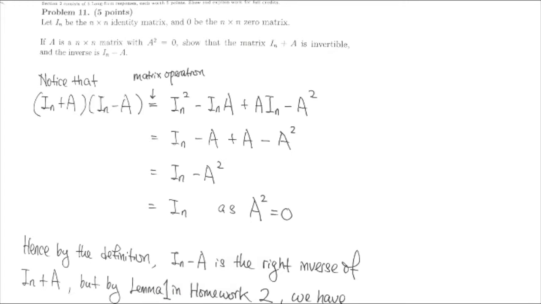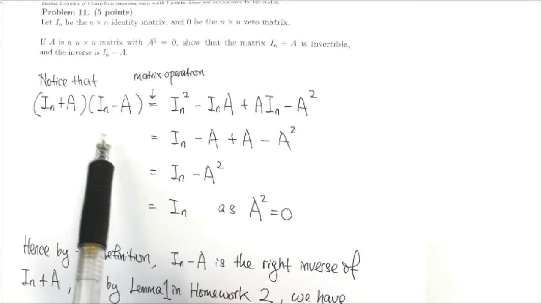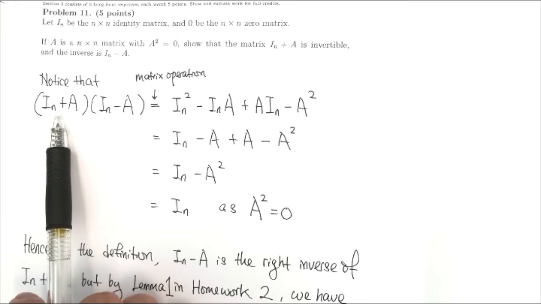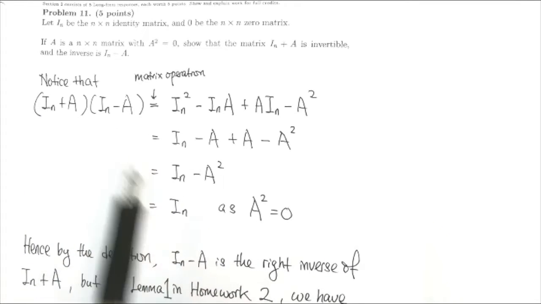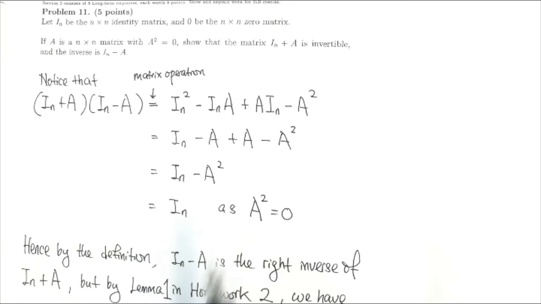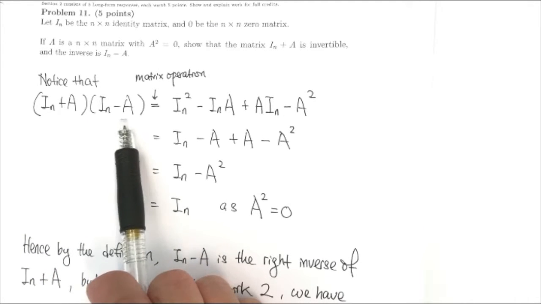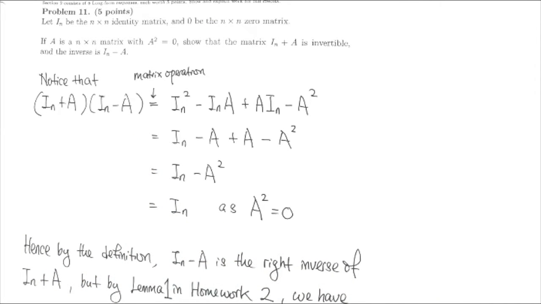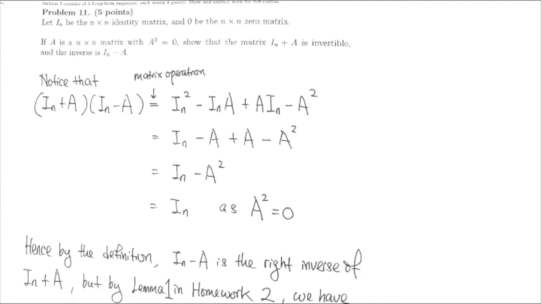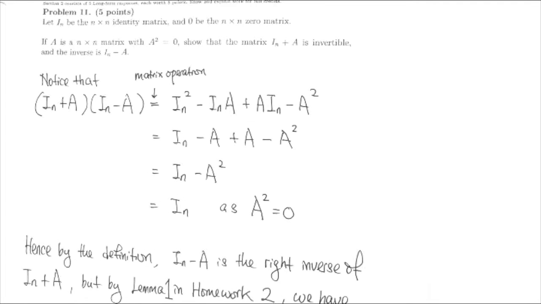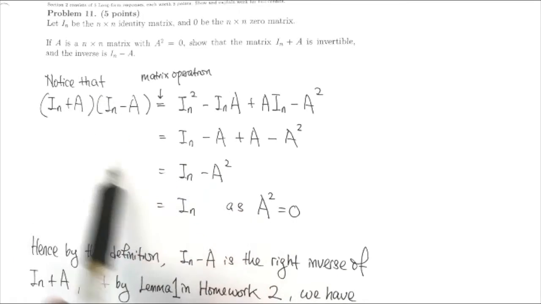So by the definition of invertibility of a matrix, we know immediately that In plus A is invertible and In minus A is the inverse. You can also just show one part of it and use the lemma that we know: this is the right inverse of this matrix. For square matrices, if you have a right inverse, you will have a left inverse, and the right inverse and the left inverse are the same. So the solution for this is actually just very straightforward computations that look like this.